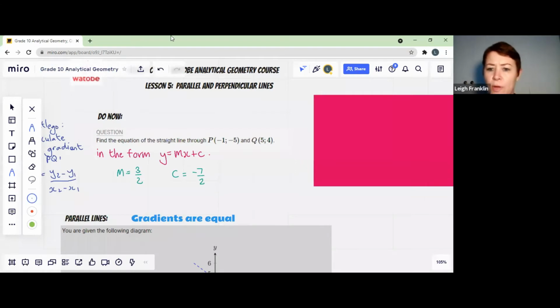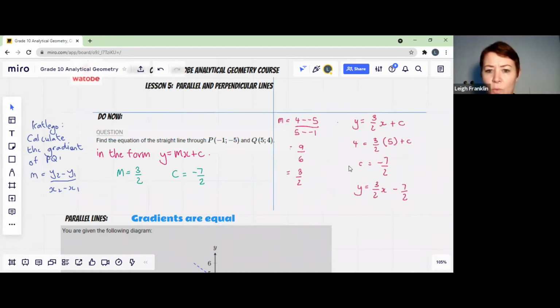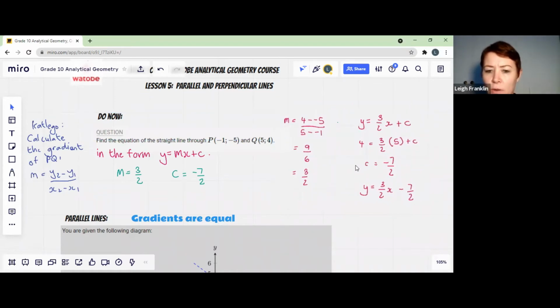-7/2. All right, so tell you what, let's compare that with my answer and let's see how we got on. So this is mine here behind the pink. Look at that, Harry. We got the same answer. Okay, so I also got 3/2 for my gradient, and I also got -7/2 for my y-intercept.